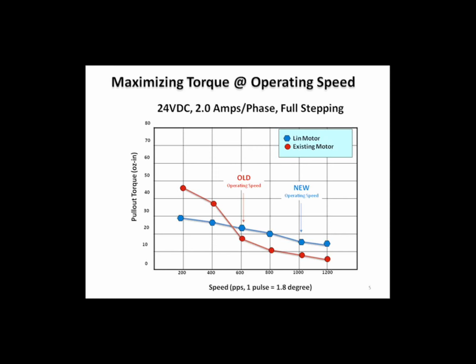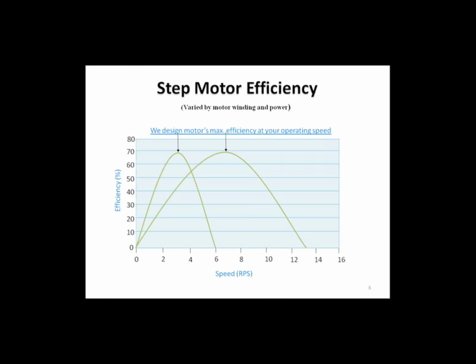We found that they only needed 10 ounce-inches at their operating speed, and then we increased the efficiency point up to 1,000 pulses per second to give them torque at the high end. So basically, without changing the voltage and the current, we reduce the torque at the low end of the speed and increase it at the high end of the speed. Okay, so that's what we're doing: we basically change the efficiency point of the motor by changing the windings.